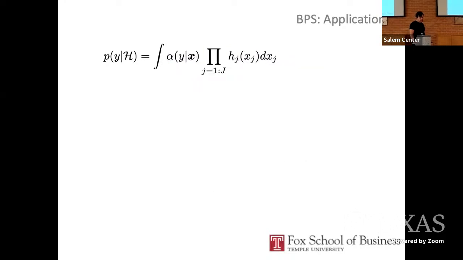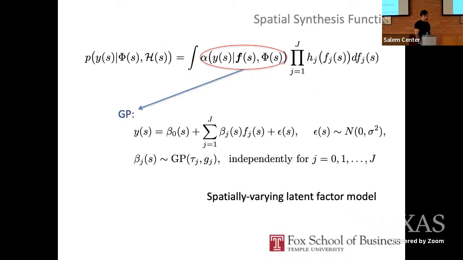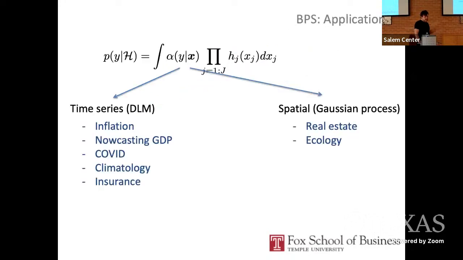The second thing that we worked on was spatial problems. Now, instead of thinking about the time dimension, can we think about the spatial domain? It turns out that if we specify a Gaussian process as a synthesis function, where s is the location of the observation, you have a spatially varying latent factor model. This works really well with rent prices and some ecological data. It works really well in that domain. So far, in my own research and even some other people's research, this framework has worked really well in time series problems and spatial problems.